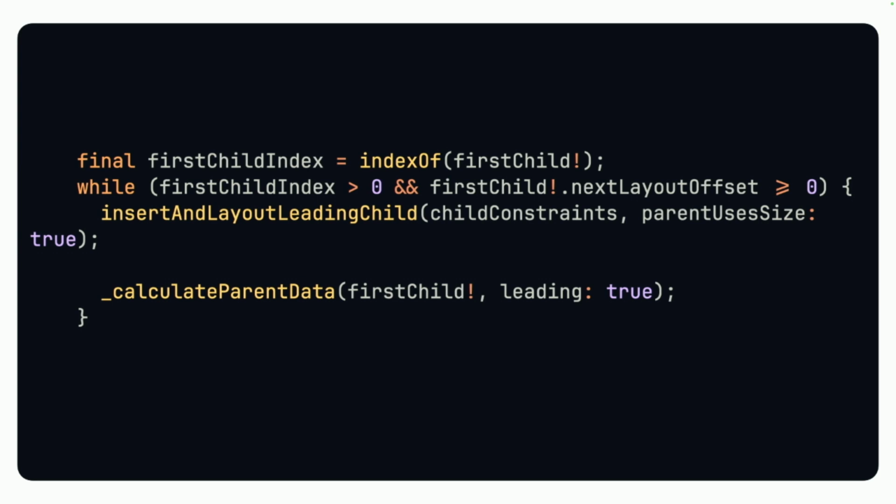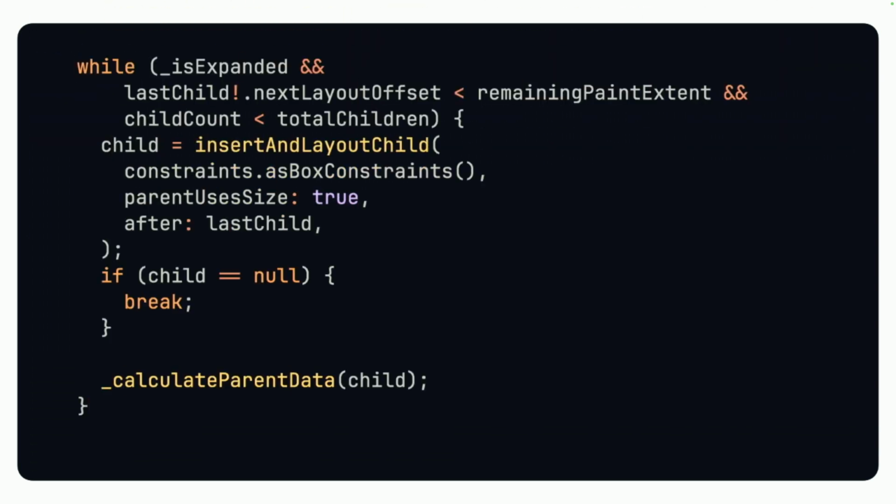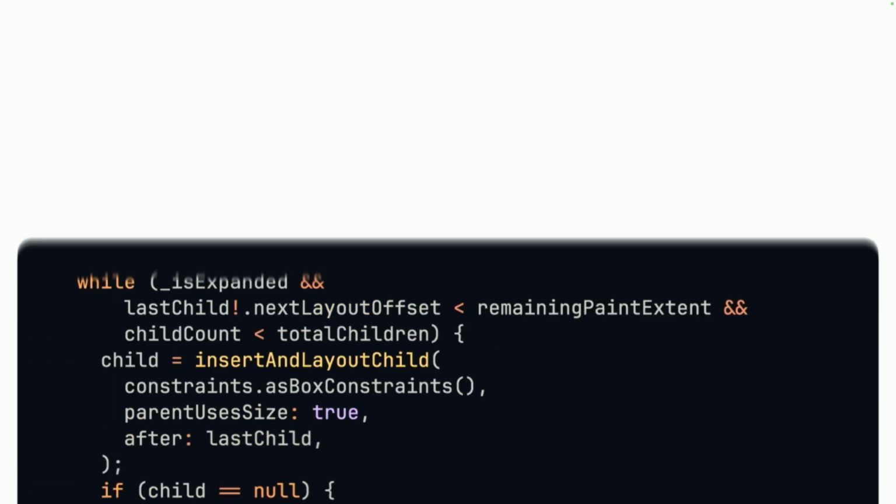So first is the insert and layout leading child. We go through each, we update the parent data, and we don't need to call the layout method of the child because the insert and layout leading child method already does that for us. And here's the trailing version of it.